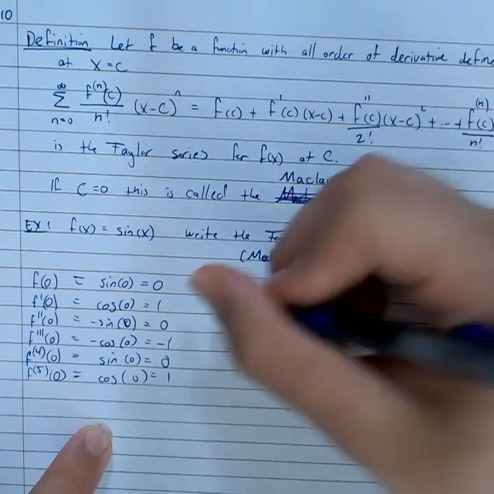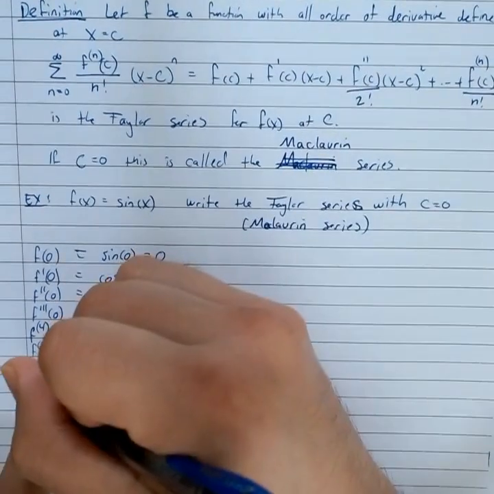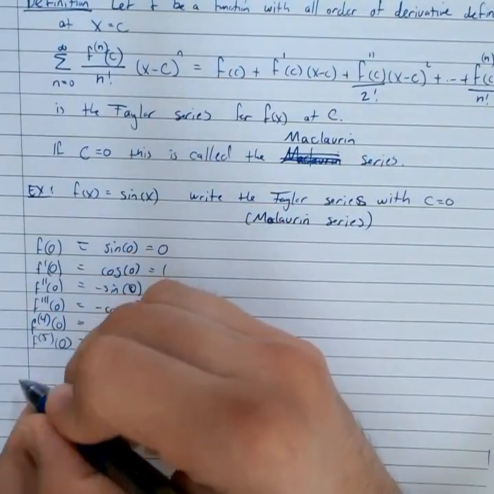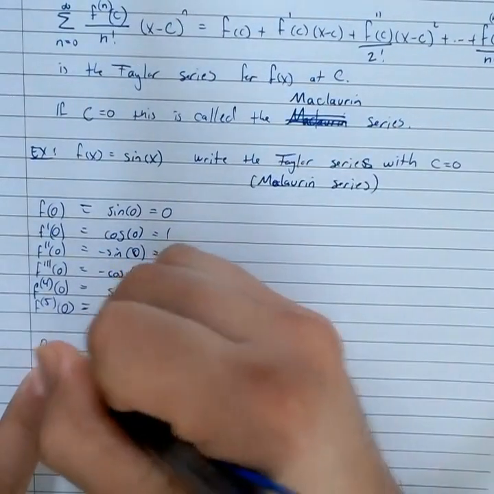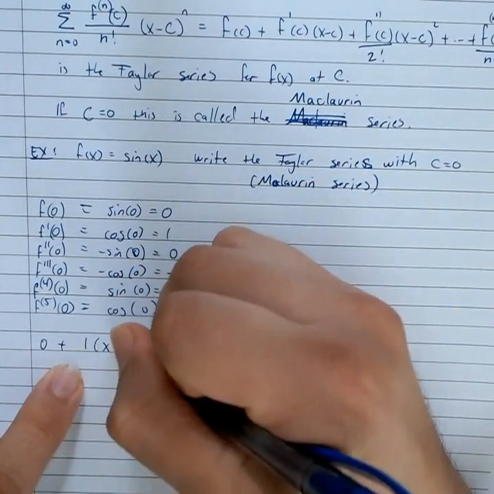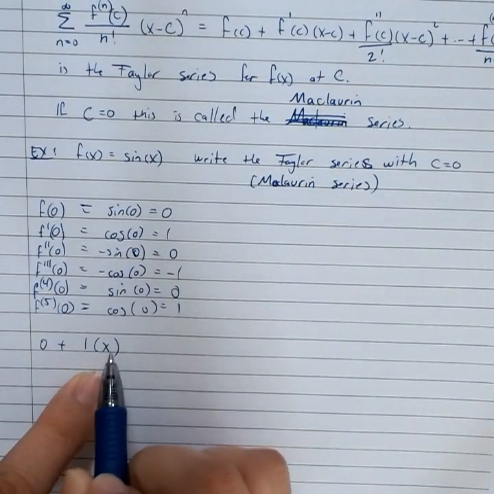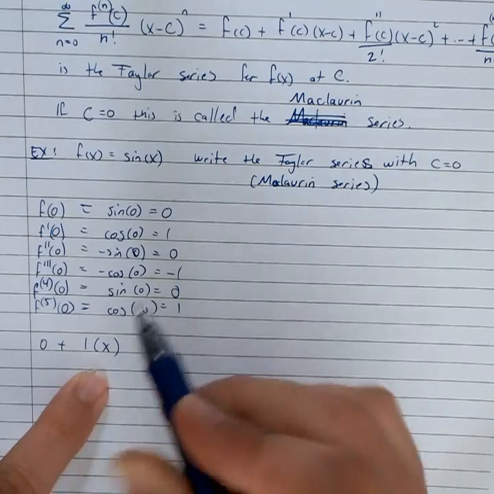Okay, so our Taylor series looks like this. We're going to get, let's go ahead and write it right here. That's going to be 0 plus 1 times x. Here we would say x minus c, but since c is 0, we don't have to bother. Right? We can write x minus 0, but it's not really a big deal.